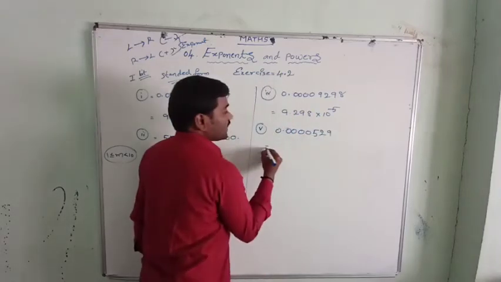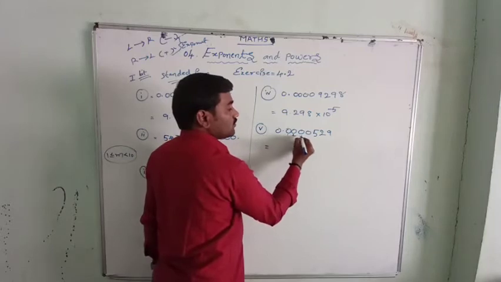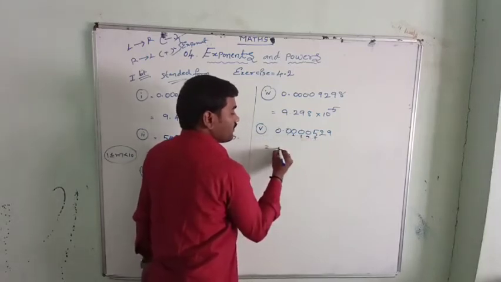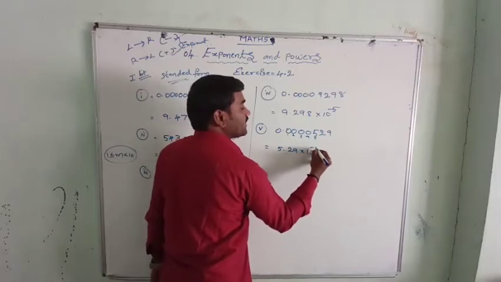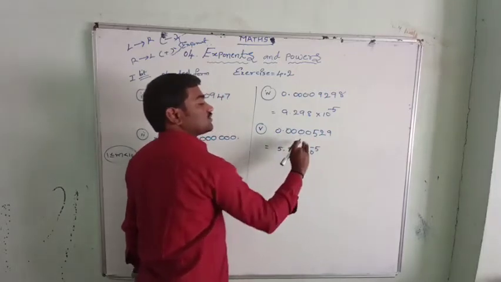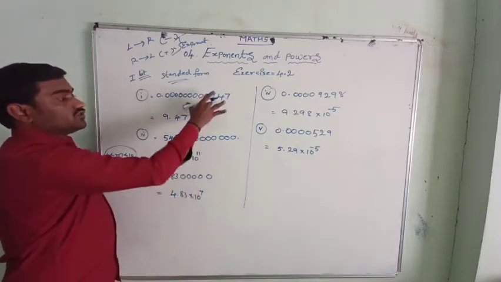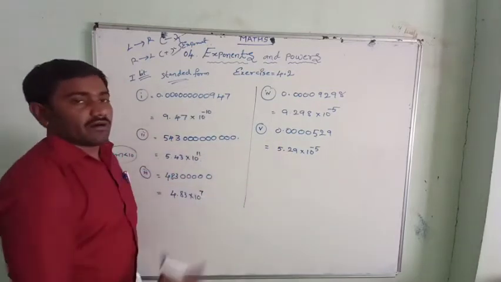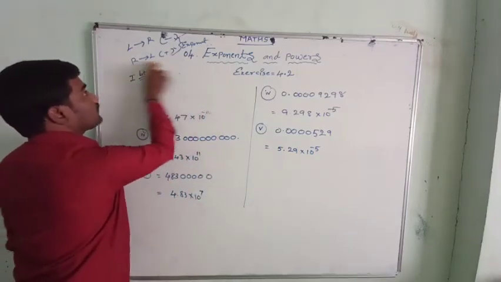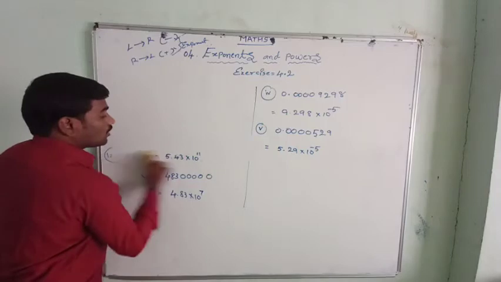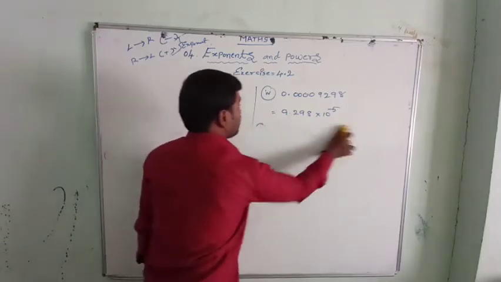0.00000529. Okay, let us see, this decimal point has to move till here. So check 1, 2, 3, 4, 5. Okay. 5.29 into 10 to the power of minus 5, because 5 digits are moving to the right side. Simple. Now in this way we can write the usual numbers into the standard form, usual form to standard form. So I hope you understood how to change the numbers from usual form to standard form.